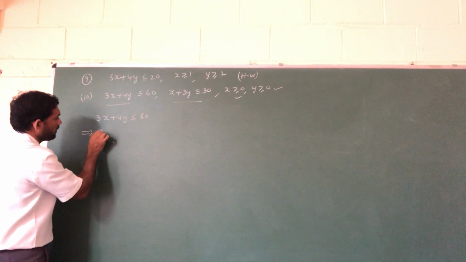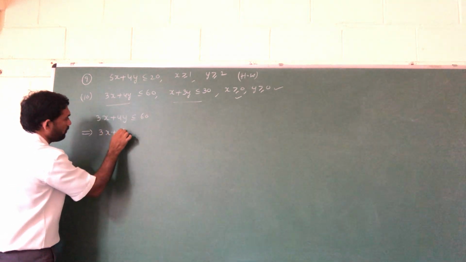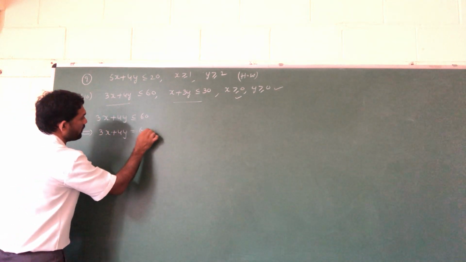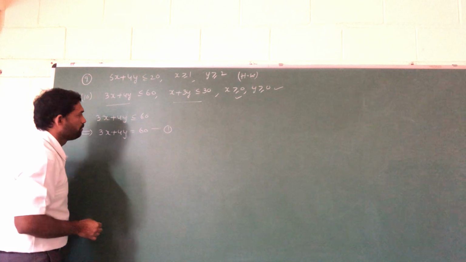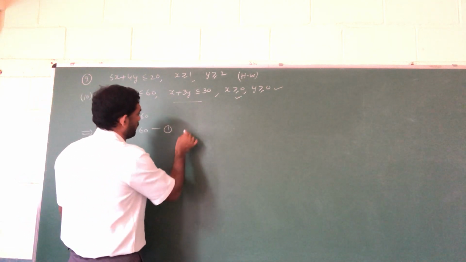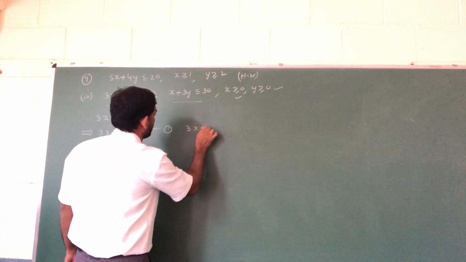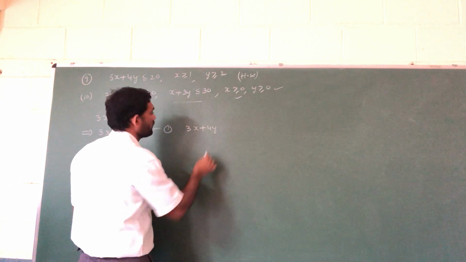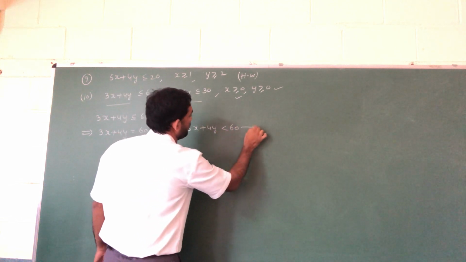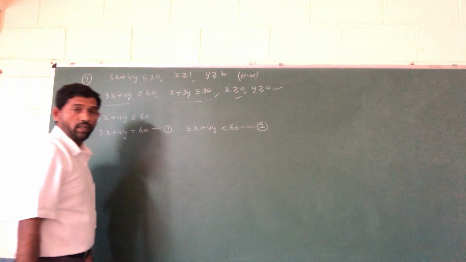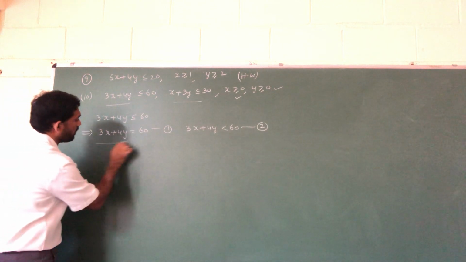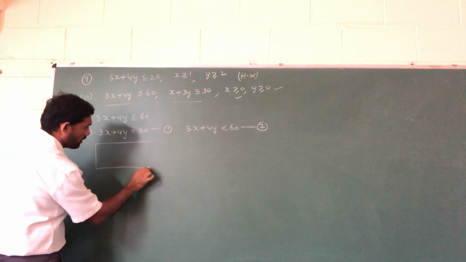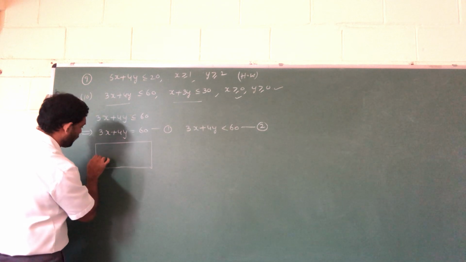See, first one, 3x plus 4y less than or equal to 60. You take 3x plus 4y equal to 60 as equation number 1. Next one, 3x plus 4y less than 60 is equation number 2. You take a table for equation number 1 as per the procedure.